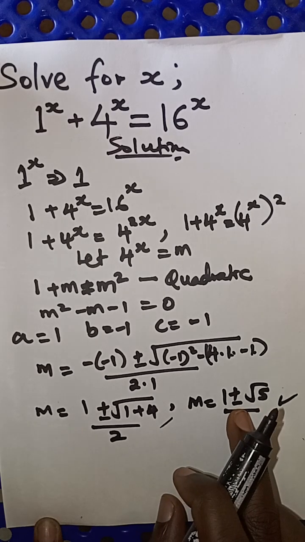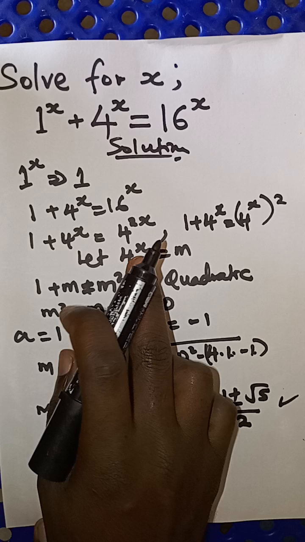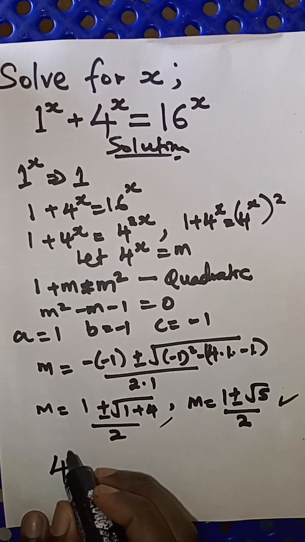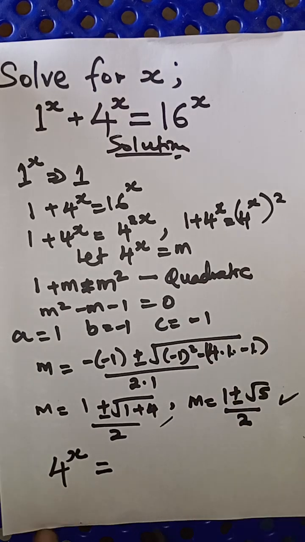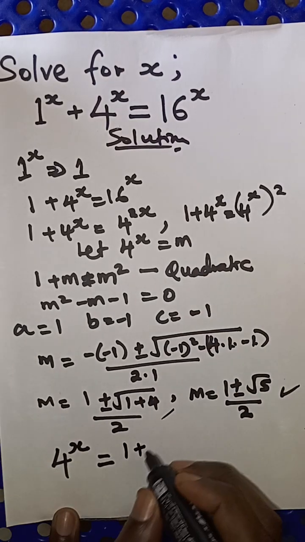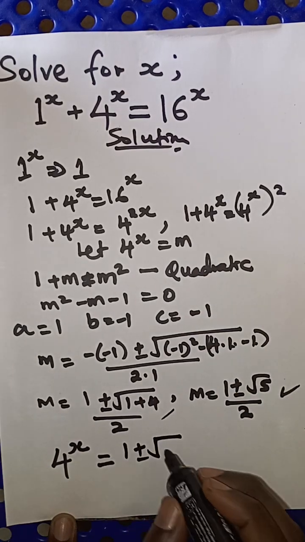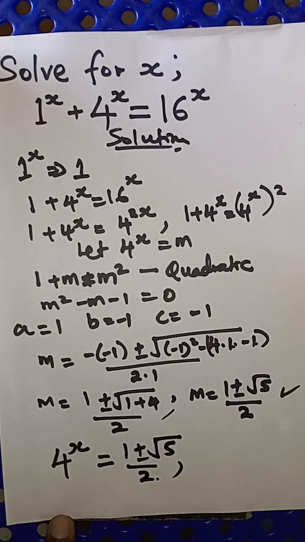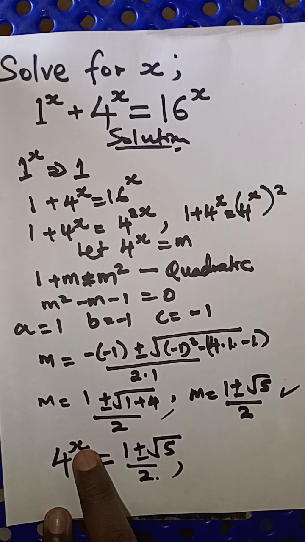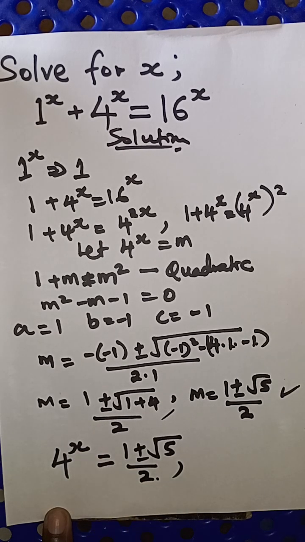So I'm going to replace m to where I let it here, so that I have 4 raised to x now equal to m, but my m now is 1 plus or minus the square root of 5 over 2.